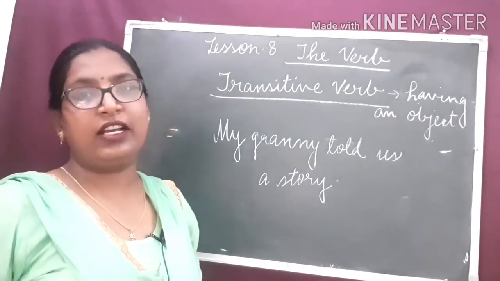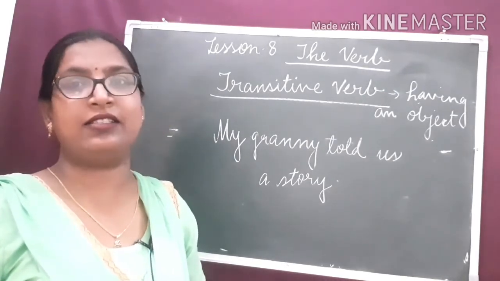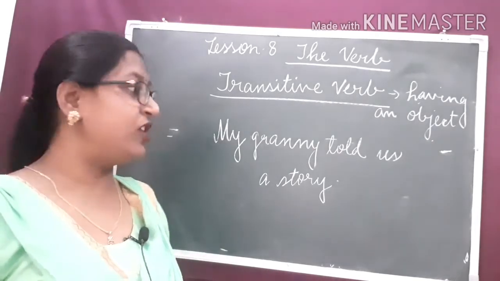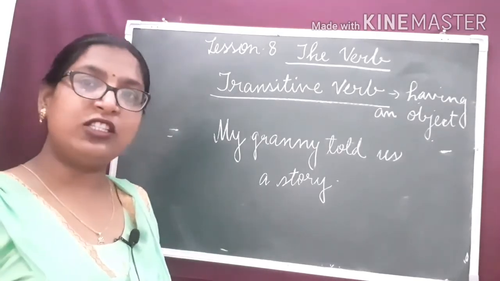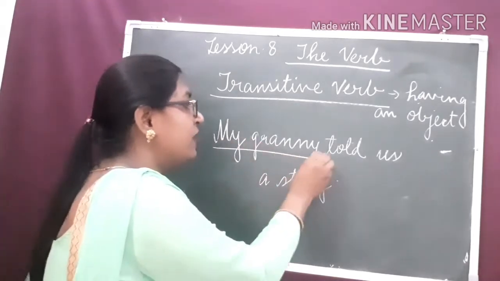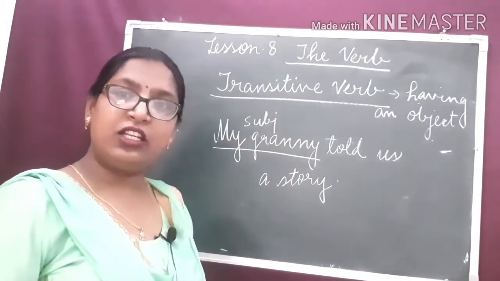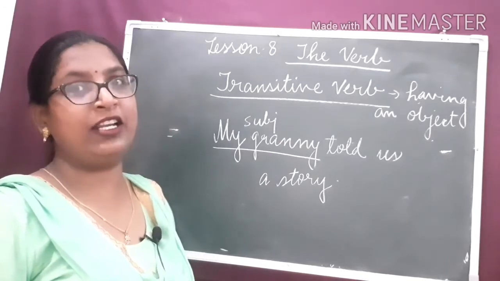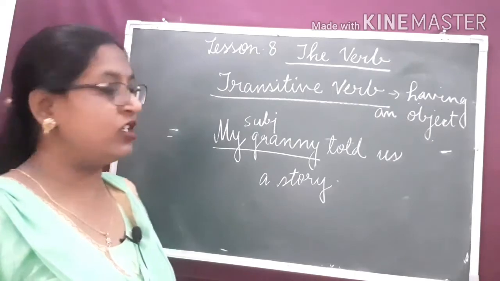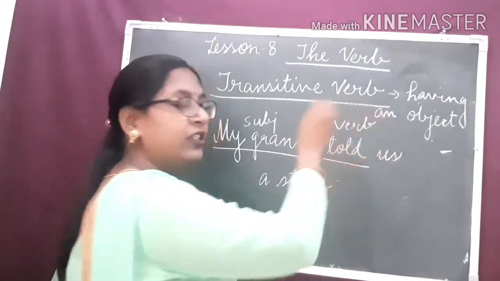Now dear children, I will tell you how to find out an object in a sentence. There is a process to find out an object. First of all, the first step is you should know what is the subject in a sentence. My granny is the subject. Then you should know what is the verb in a sentence, which word is expressing an action. Here, told is a verb.